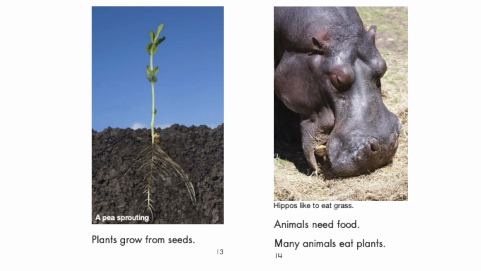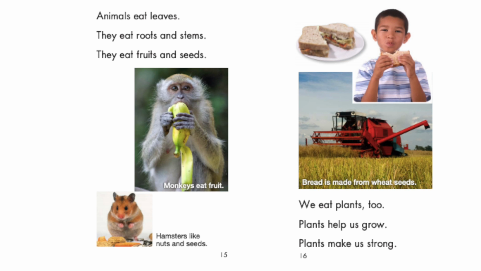Plants grow from seeds. Animals need food. Many animals eat plants. Look at this image. Can you find the roots? They are underground. This is a pea sprouting. Look at that hippo. Hippos like to eat grass. Animals eat leaves. They eat roots and stems. They eat fruits and seeds.